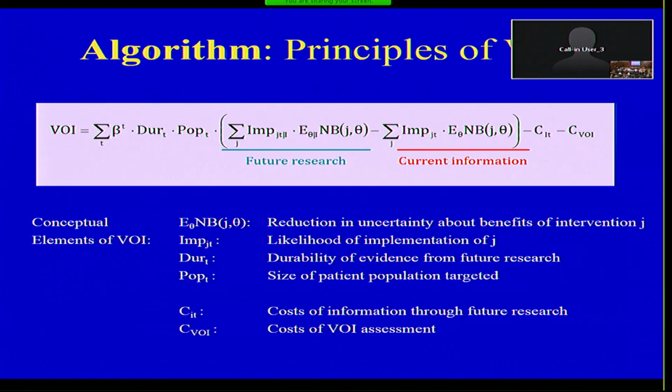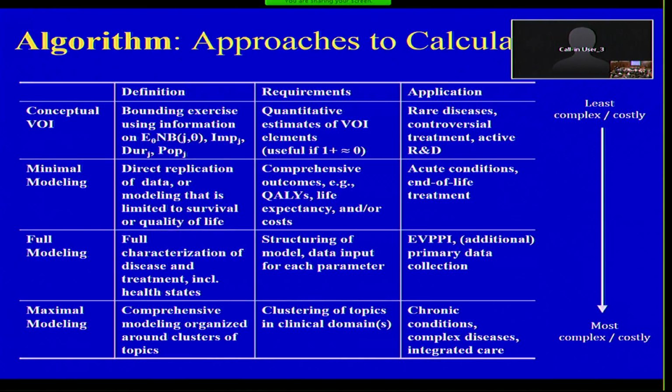But subtracted off from that is the cost of the intervention. And if you go to the next slide, this lists the approaches that I've described from least expensive to most expensive. The least expensive is conceptual VOI, which is almost a checklist. Minimal modeling works only if you have the right type of data from a study, and an intervention is a short-term one. A full modeling approach is costly if you have to build a model.